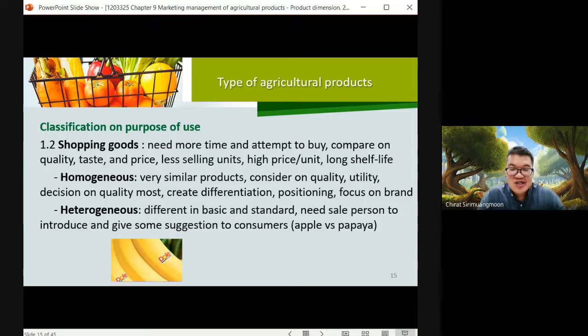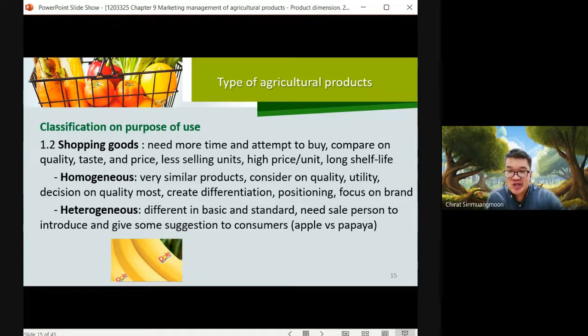Then shopping goods. Shopping goods are actually different from convenience goods. Shopping goods are comparable. For shopping goods, you need to pay more time and more attention to buy them. So you compare the quality, the taste, and the price. You have two choices, then you compare them. This is shopping goods.